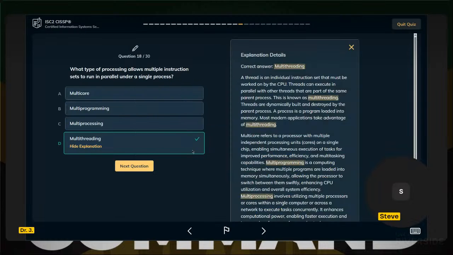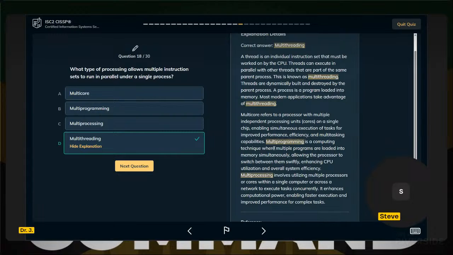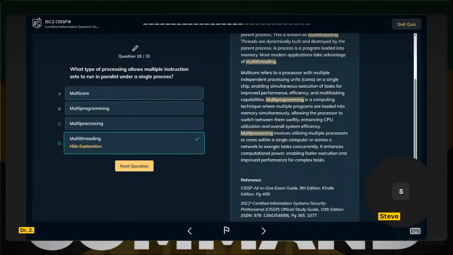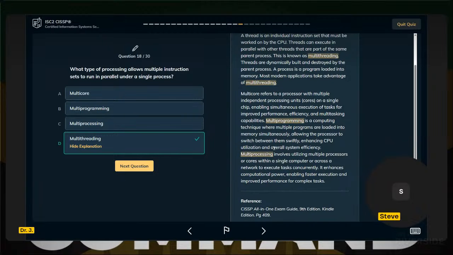Yeah, thread. A thread is an individual instruction set that must be worked on by the CPU. Threads can execute in parallel with other threads that are part of the same parent process. That's multi-threading. Multi-core refers to a processor with multiple independent processing units, or cores, on a single chip, enabling simultaneous execution of tasks for improved performance, efficiency, and multitasking capabilities. It's a good question, though.